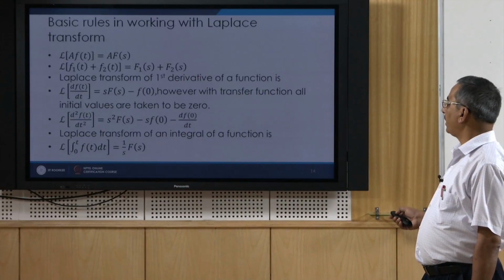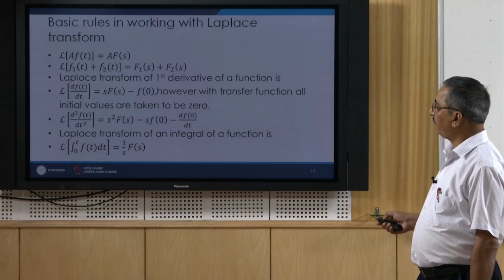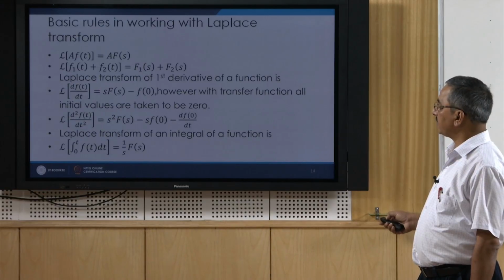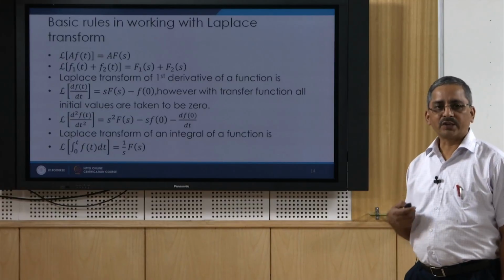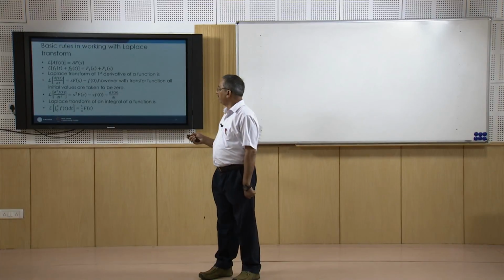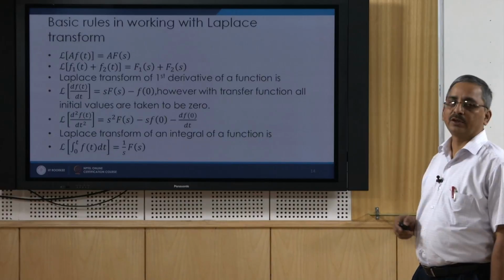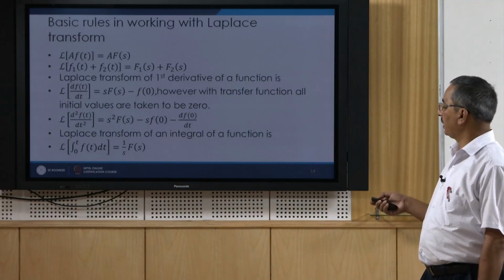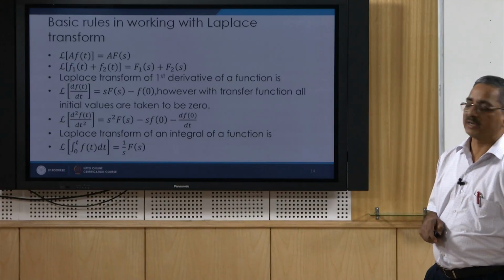The Laplace transform of the first derivative of a function can be found. The Laplace transform of df/dt is equal to s F(s) minus f(0), but as I said, for the transfer function we assume all the initial conditions to be 0, so we can take f(0) to be 0. So, the Laplace transform of a derivative is given by s into F(s). This is what we have seen in the example of the spring mass damper system.